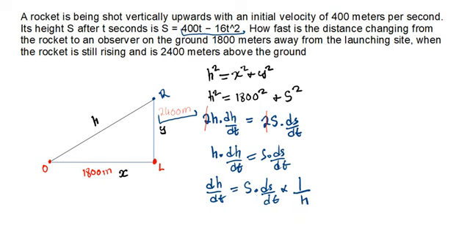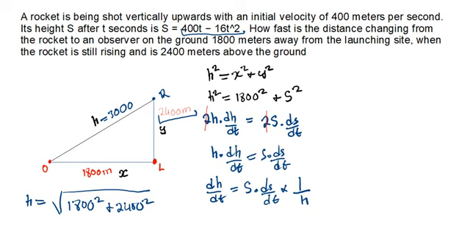So if I use Pythagoras theorem here, our h will be equal to the square root of 1,800 squared plus 2,400 squared. That is going to give us 3,000 rather. So our h here is equal to 3,000. Okay, so we have what our h is and we have what our s is. Meaning h at s equals 2,400 is simply 3,000.